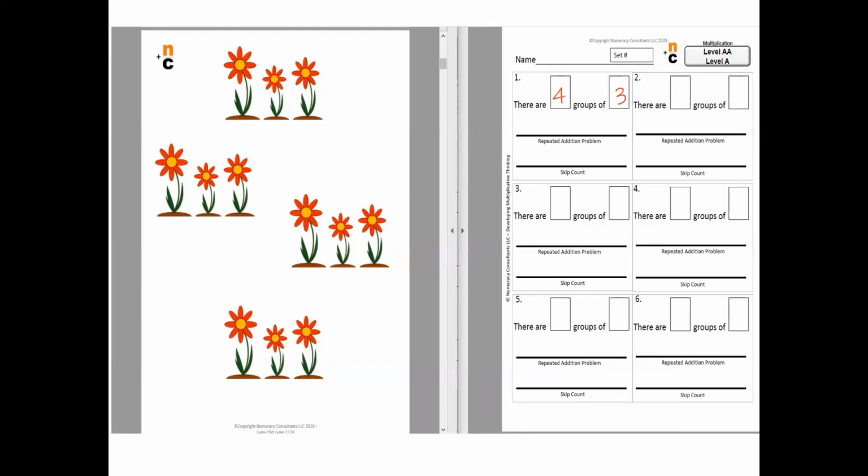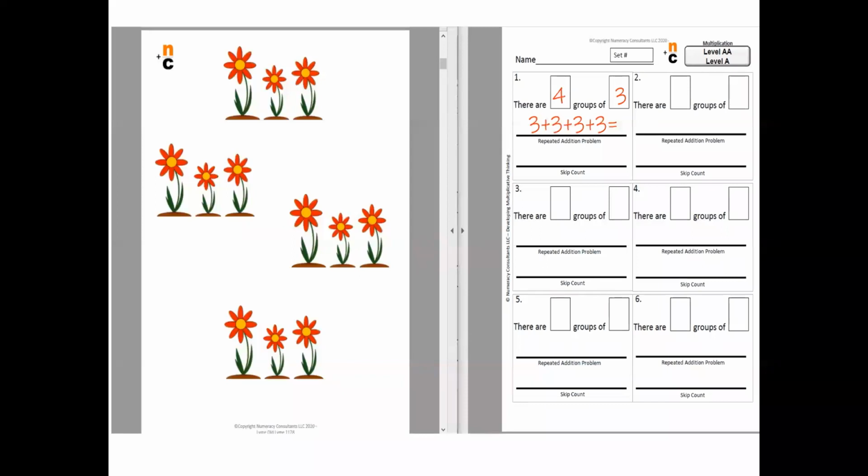Well, we know that there are 4 groups of 3, and there's our groups right there. We have 4 groups of 3. And the next thing, it's going to say repeated addition problem, 3 plus 3 plus 3 plus 3. And the last part, this is to teach them the value of that, because skip counting is such a useful tool when you're learning about multiplication and division.